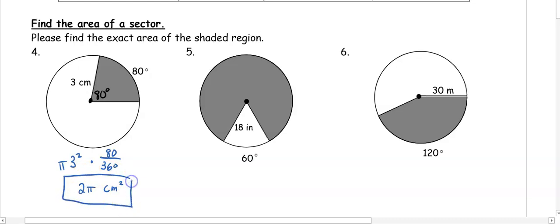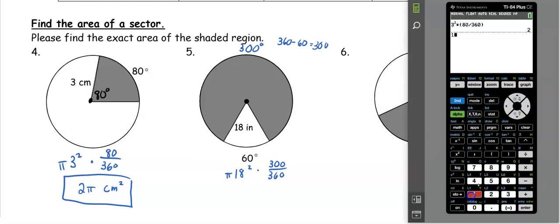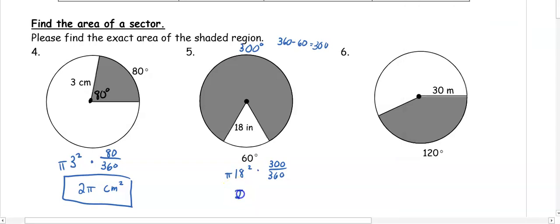In number 5, we're looking at the shaded region. The part that's not shaded is 60 degrees. So if I subtract from 360, 360 minus 60 would be 300 degrees. So we want the shaded region of 300 degrees. So we would have pi 18 squared times 300 over 360. Go back to our calculator: 18 squared, parenthesis, 300 divided by 360. And we get 270 pi inches squared.